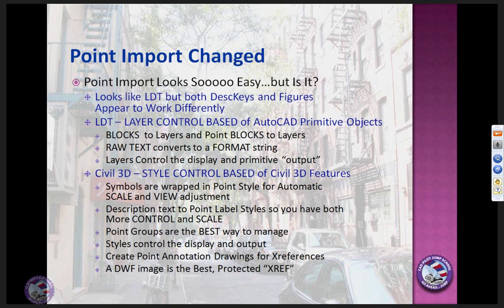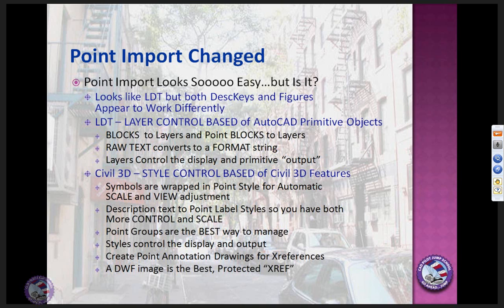For points, the symbols are all wrappered. The block is actually wrappered in a point style so that when I change scales and change how my view is, everything still turns out pretty. And I don't have to spend a ton of time making 50 scale drawings and 10 scale drawings for different kinds of symbols. The symbols and the labels and all that stuff are annotatively dynamic. Real cool stuff, right? And remember that point groups are one of the best ways to manage points and how they look and how they're labeled and all that kind of stuff.